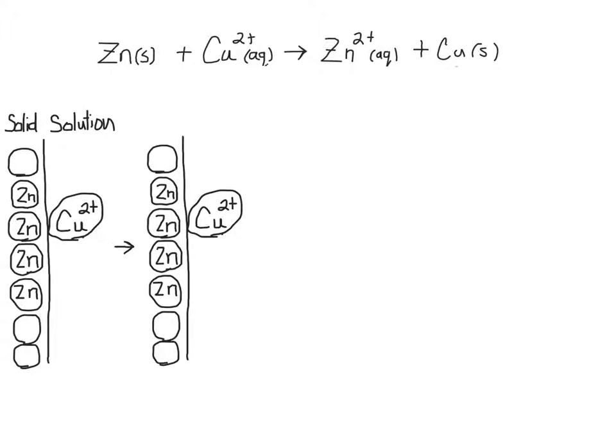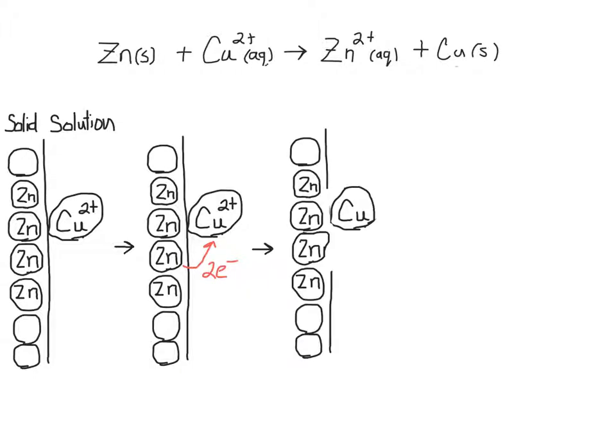The next step is an electron transfer from the zinc atom to the copper 2+ ion that's adsorbed to the surface. So 2 electrons get transferred from one zinc atom to the copper 2+ ion that's adsorbed to the surface. Once the electrons have been transferred, the zinc is actually now a 2+ cation, and the copper is 0. It's now metallic.